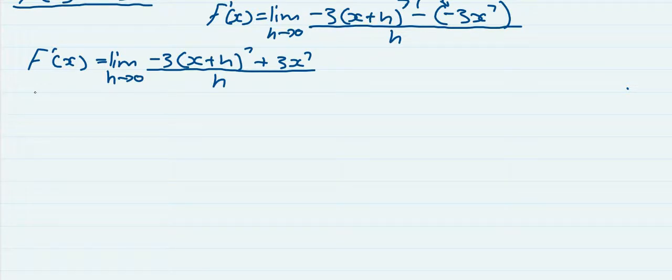Before we continue, we have x plus h to the power 7, so we simplify. Then to simplify it we need the binomial theorem.